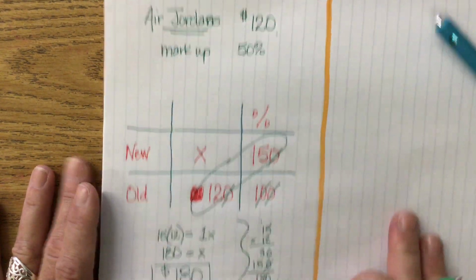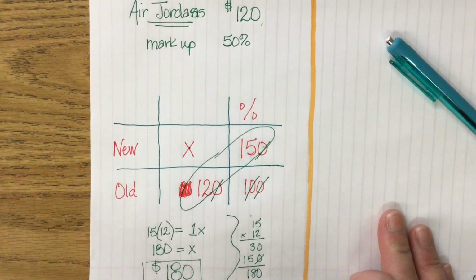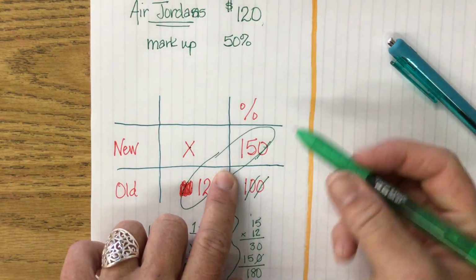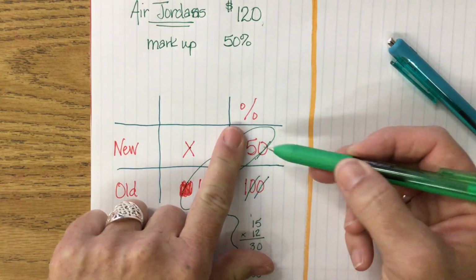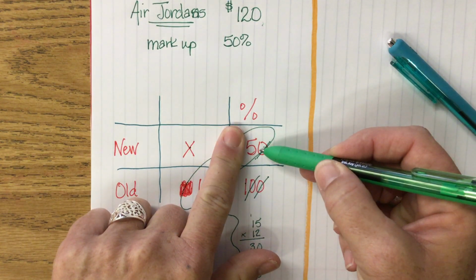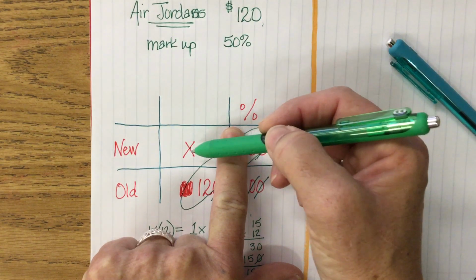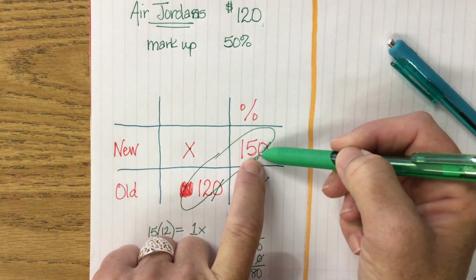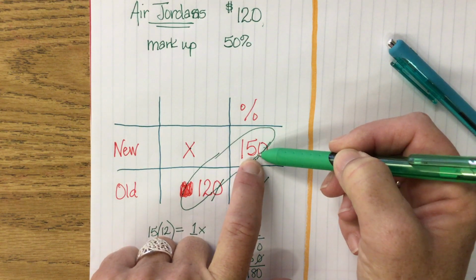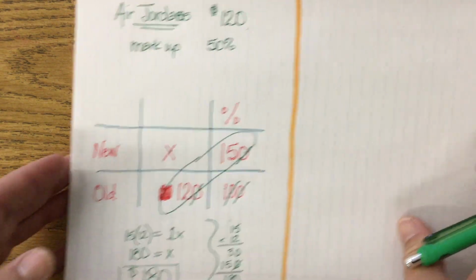Okay, now how much was the markup? So if we are looking only for the markup, I would only put 50% here, wouldn't I? And my answer would have been 60. Okay, but I'm wanting the final price, so I'm going to do 150%. Okay, we'll get used to that. I know it's tricky for some of you.